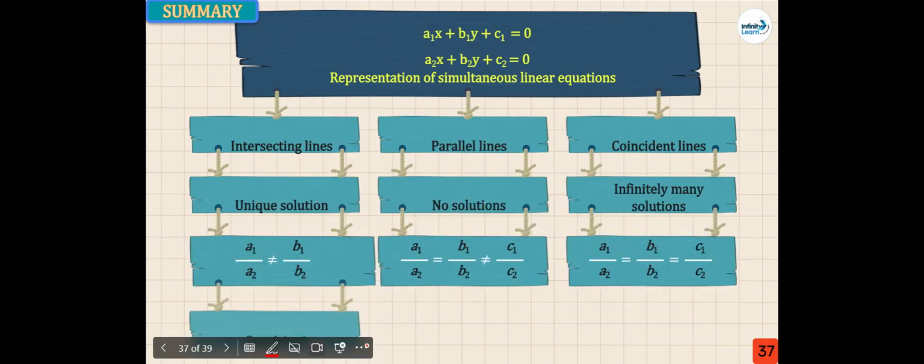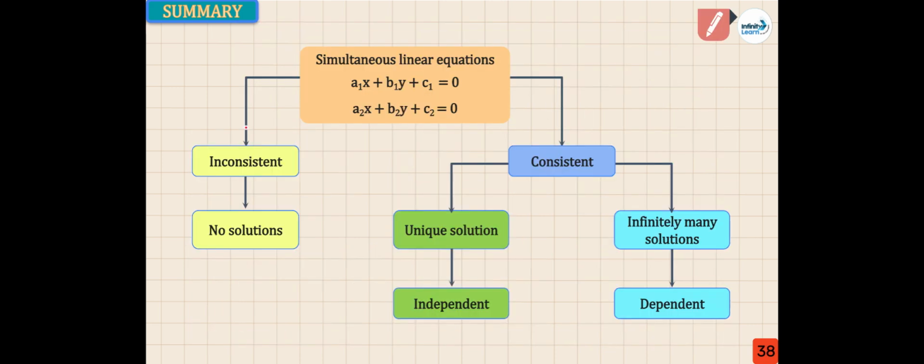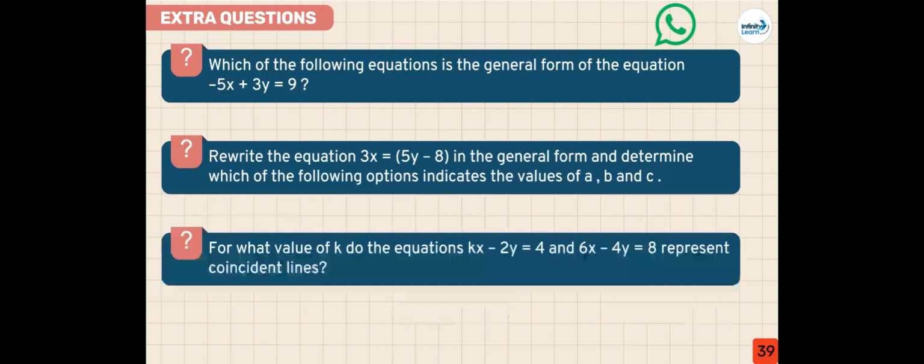Clear? Where will it be consistent? Intersecting lines. Inconsistent, parallel lines. Again coincident is consistent. What kind of consistent in coincident? Dependent consistent. What kind of consistent in intersecting line? Independent consistent. Clear? I said, in unique solution what kind of consistent? Independent. And in infinitely many solution, dependent. So we are getting consistent in unique solution and infinitely many solution, or inconsistent, no solution, that is parallel lines. Okay.